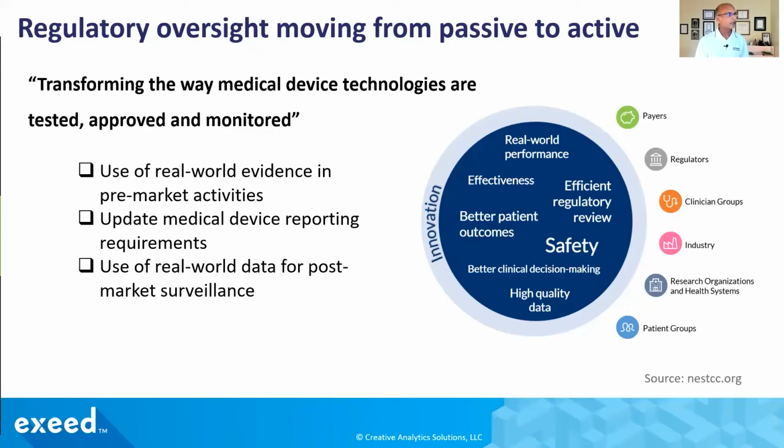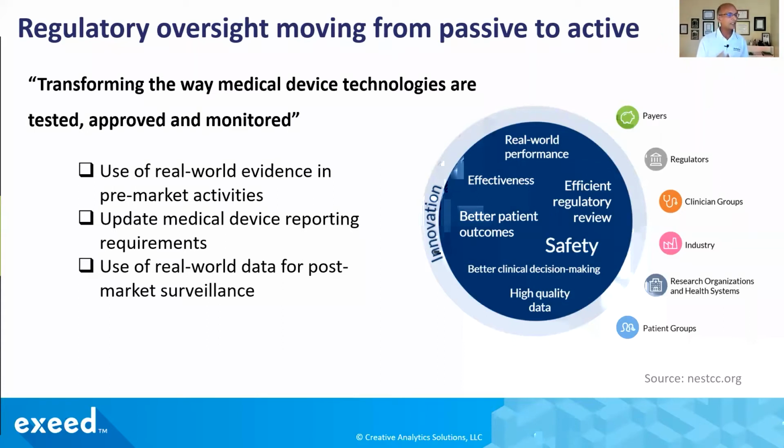These three bullet points are coming from a video I watched from a representative from the FDA on the NEST page. Use of real-world evidence in pre-market activities. What does that mean? When we go pre-market for approval or clearance, we should be aware of what the background rates are compared to the device that we are proposing, because benefit-risk will be judged and evaluated in the context of this background rate. That's my interpretation. Update medical device reporting requirements. So standardization will play a role here.